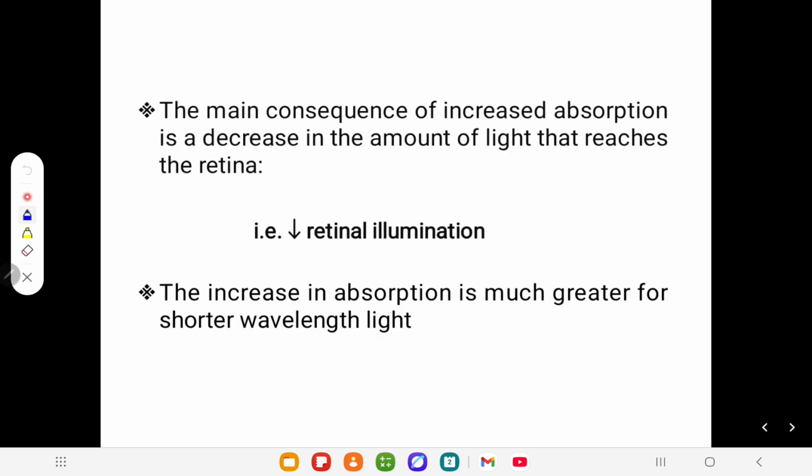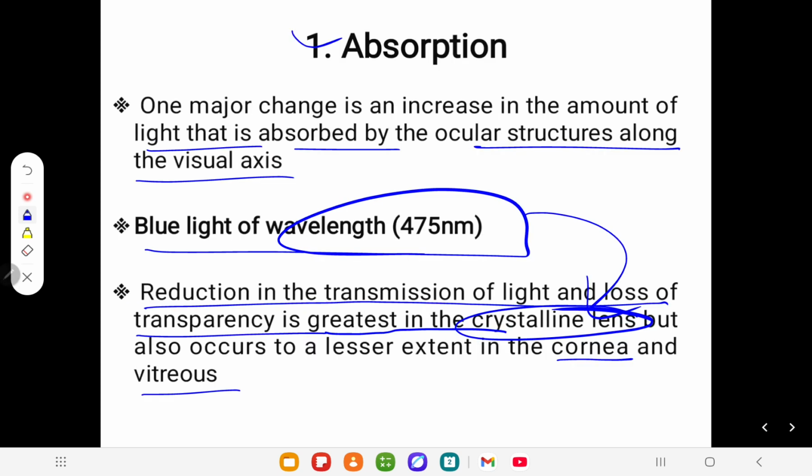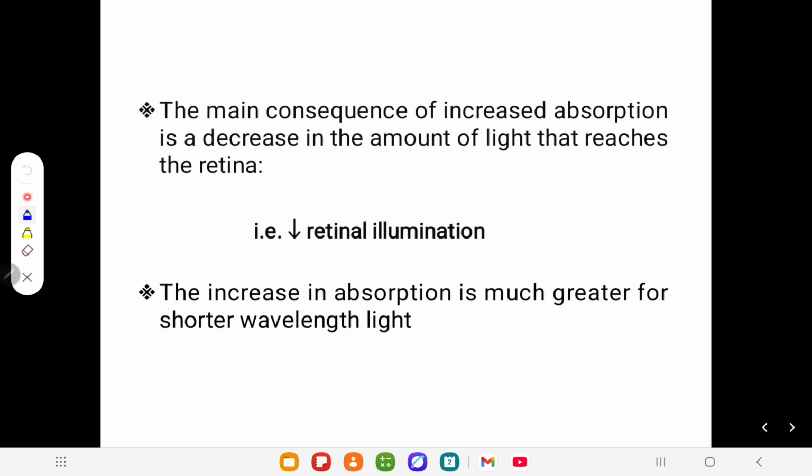Because of aging of the crystalline lens, shorter wavelength is absorbed more than in a younger person. So the main consequences are increased absorption and a decreased amount of light reaching the retina. There are two things. One, absorption in the range of shorter wavelength is higher. But at the same time, absorption of overall white light is also getting higher, not just shorter wavelength, and that's why it creates decreased retinal illumination.